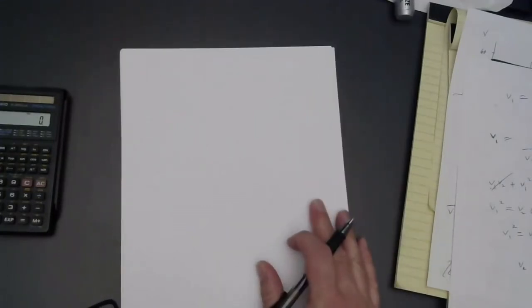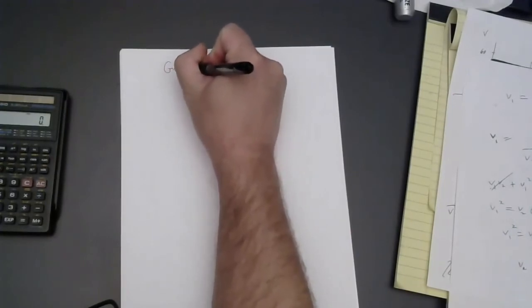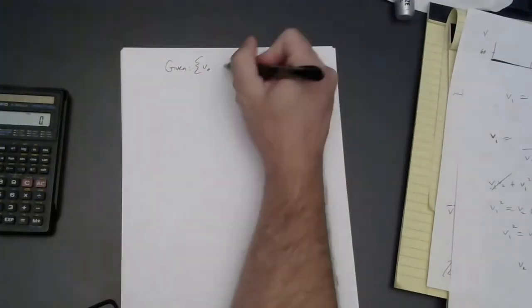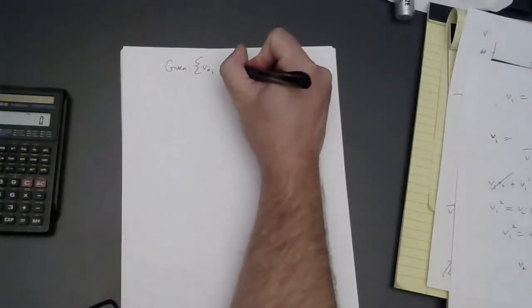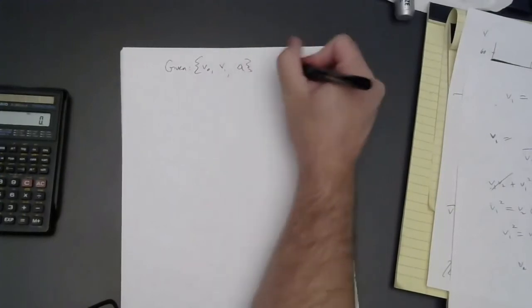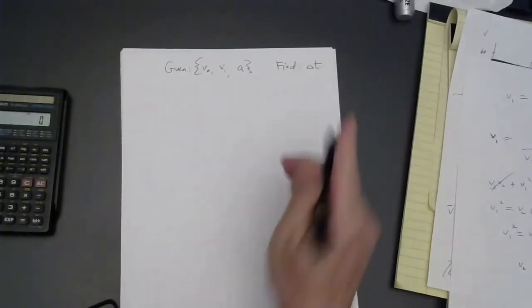How many days? Well, let's break this down. We're given the initial velocity. You start from rest, so that's 0. We know the final velocity. It needs to be the speed of light. We know the acceleration, and we're trying to find the time interval for starters.